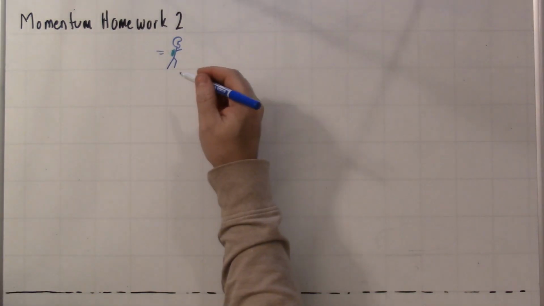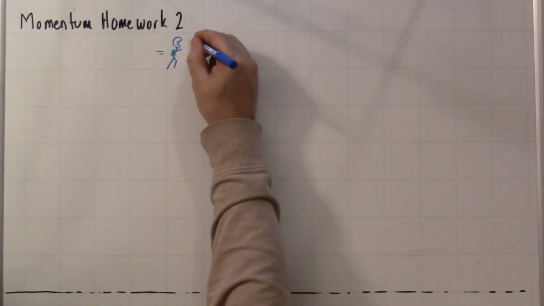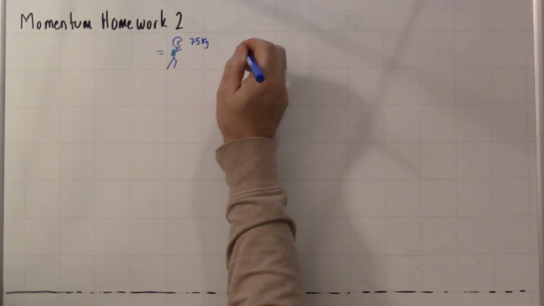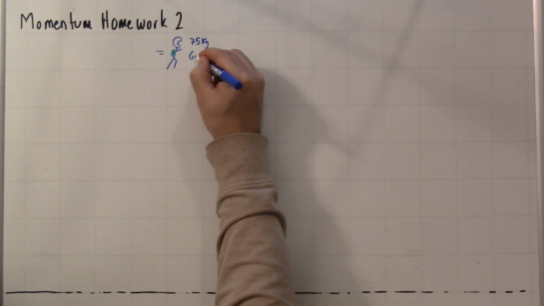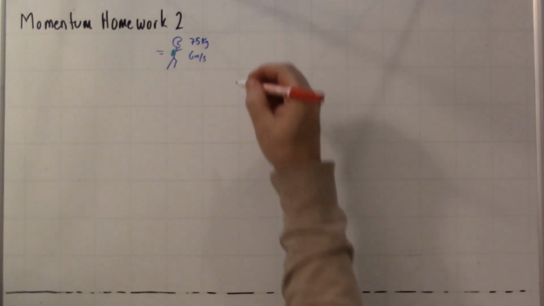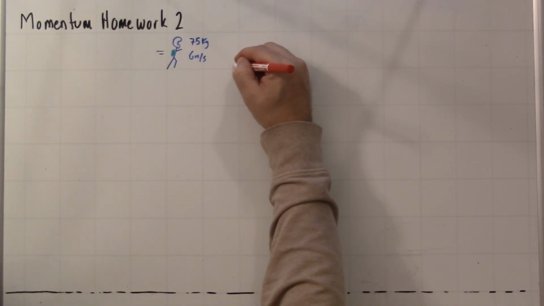So let's put the stats on here. He's 75 kilograms and he's running, in this case, toward the right at 6 meters per second. He's running toward the linebacker who's attempting to keep him from scoring.